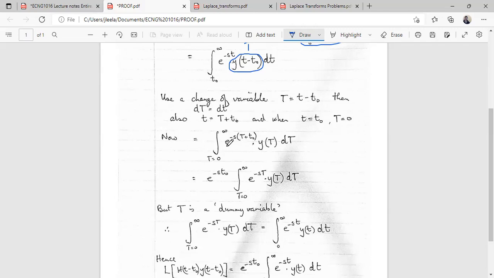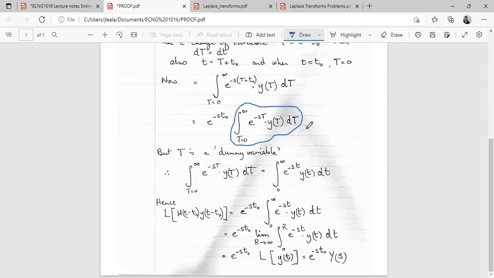Now, this part here with the e to the minus st minus st naught. Remember, this t naught here is a constant. Minus st naught has nothing to do with the integration here, because you're integrating with respect to capital T. So you can pull e to the minus st naught to the outside. And now you have the integral between infinity and 0 of e to the minus s capital T, y of capital T, dt. And this is basically the same integral as we had originally. It's just a different variable, but it's the same idea behind it.